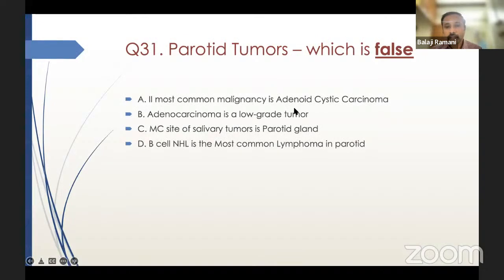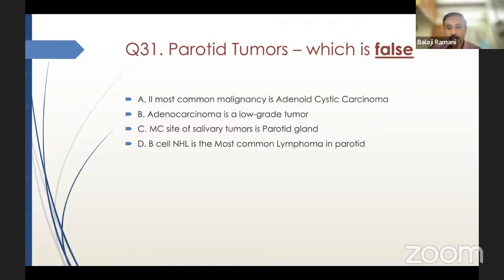Second most common malignancy is adenoid cystic. Adenocarcinoma is a low-grade tumor. Most common site of salivary tumors is parotid gland, and B-cell NHL is the most common lymphoma in the parotid gland. So which is the false statement here? So Ankit has typed B, Julie also says B, Abiba says B, Subodh says D.